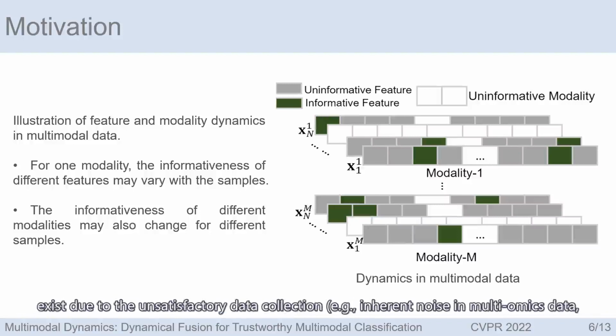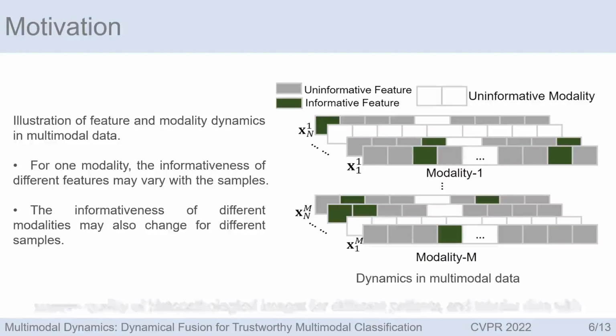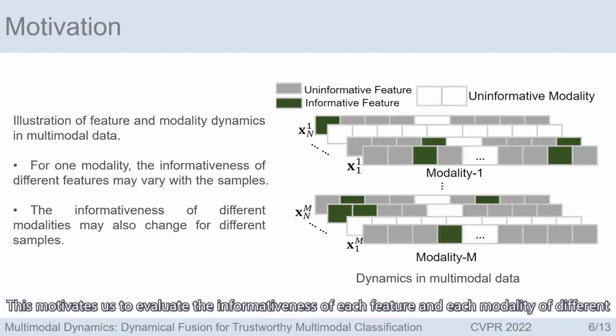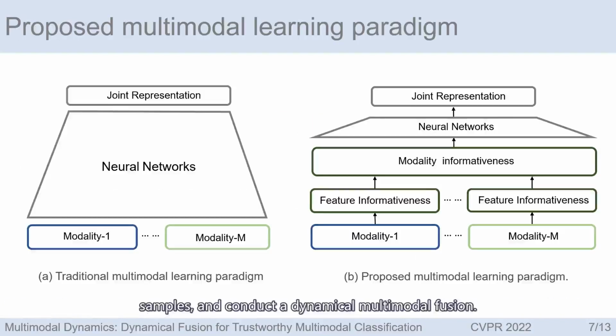For example, inherent noise in multiomics data, uneven quality of histopathological images for different patients, and tabular data with complex missing patterns and feature noise. This motivates us to evaluate the informativeness of each feature and each modality of different samples, and conduct a dynamical multimodal fusion.